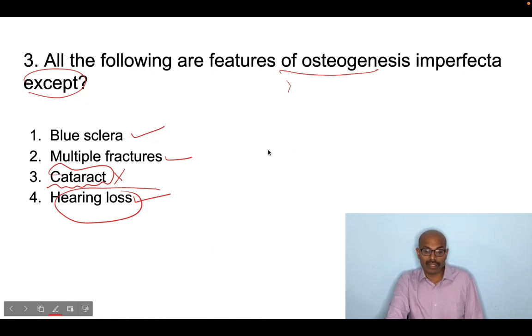So these 3 are the sample questions with regards to the topic of osteogenesis imperfecta. Hopefully this topic is clear for you, and hopefully you liked what we put up.